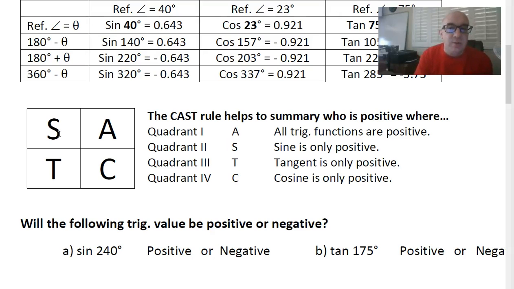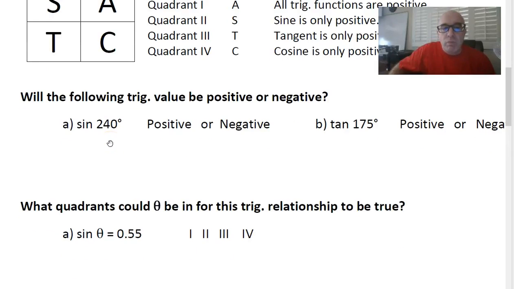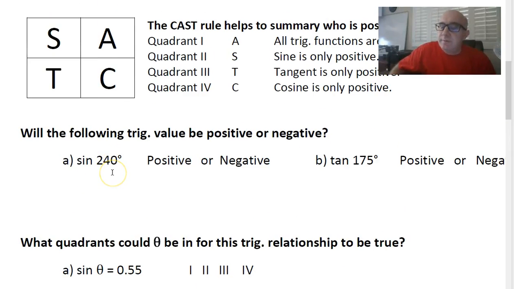So let me just show you how to use this a little bit, and then we'll let you work on some questions. The sine of 240 degrees. Well, where is that? That's bigger than 90. It's bigger than 180, but it's smaller than 270. So that puts us in quadrant 3. Tangent is the only positive one there. So sine would be a negative value. I would circle negative. How about the tangent of 175?